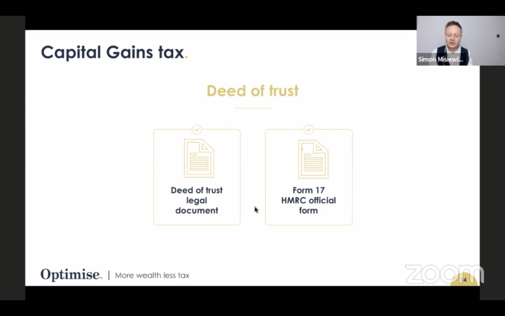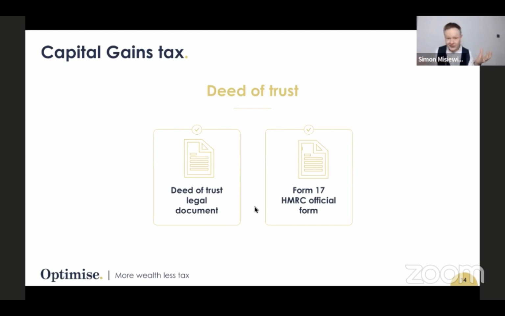Now, do you need to do a Form 17 altogether? Well, not always. Remember, a deed of trust and Form 17 is only used when you've got a property that is 50-50 owned. But what if Christy over here has 100% of the property and she wants to transfer some over to John? Do you need a Form 17? The answer is no.